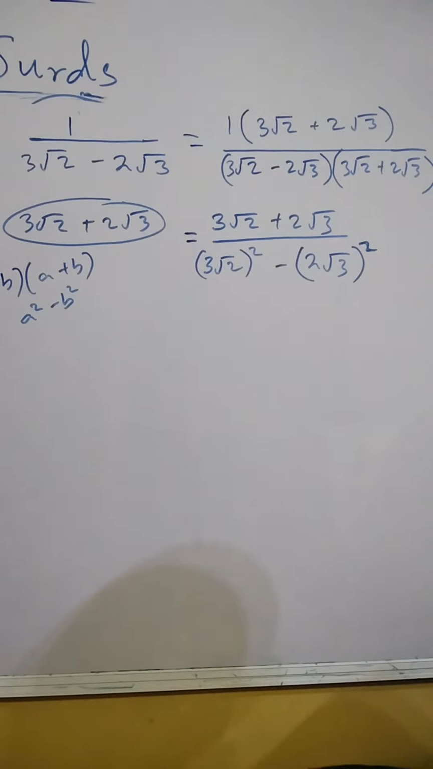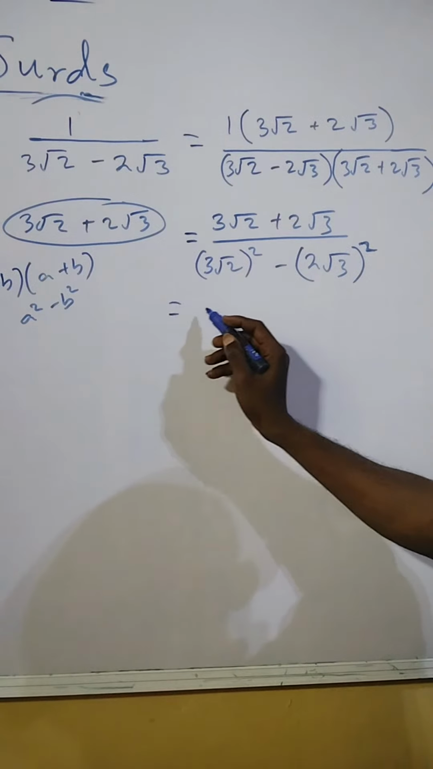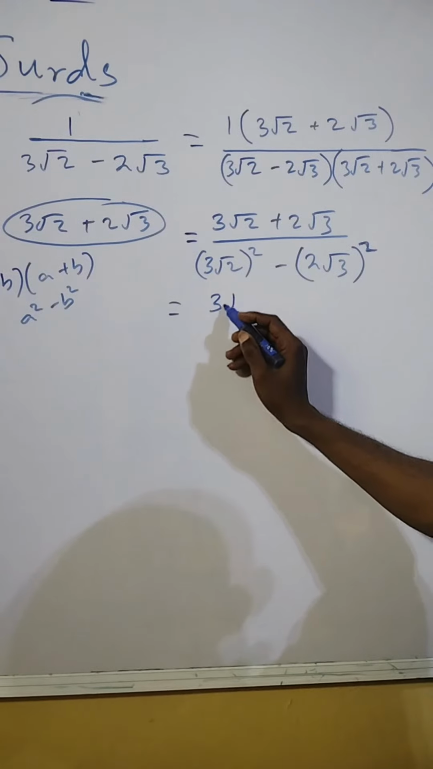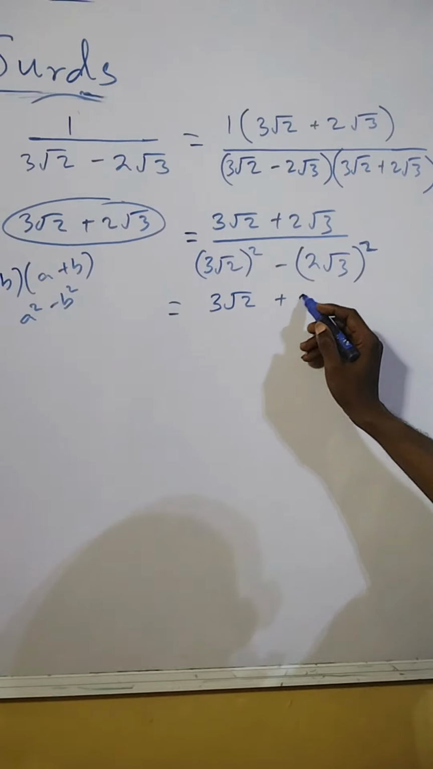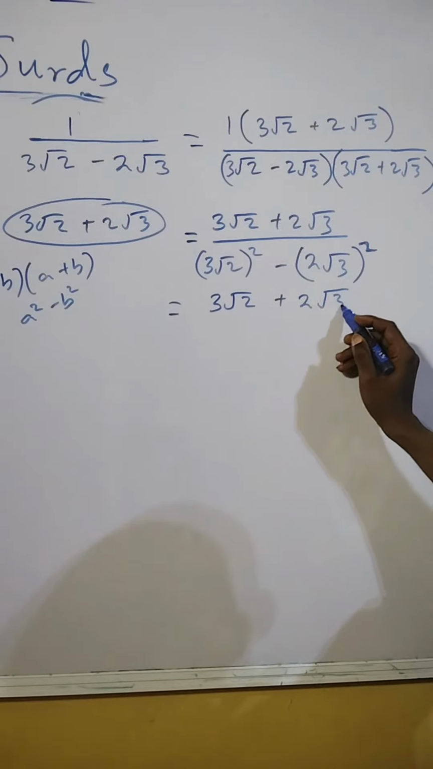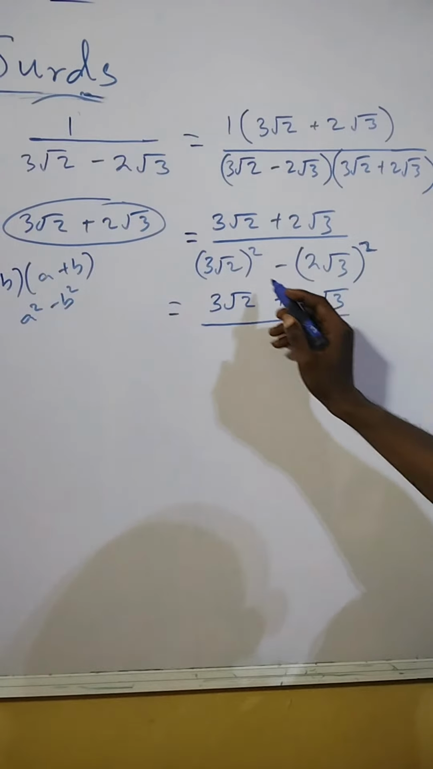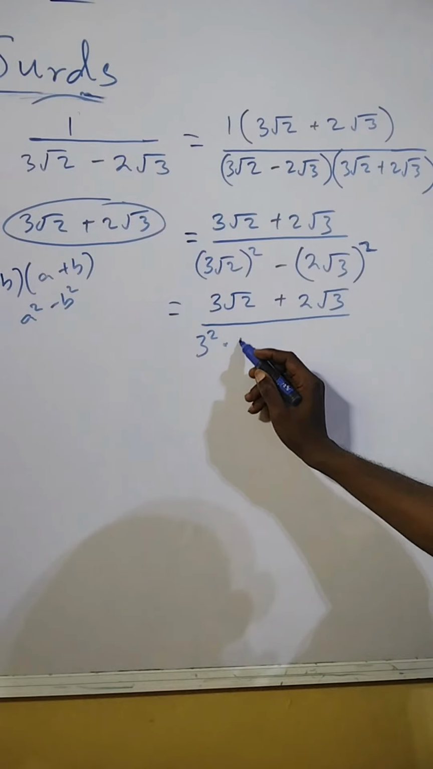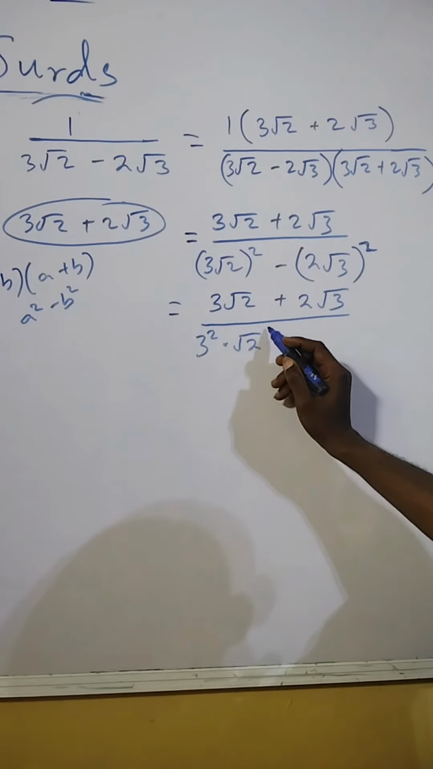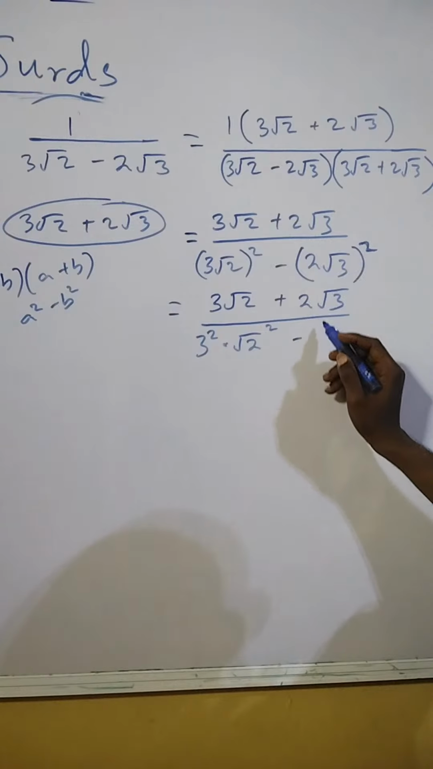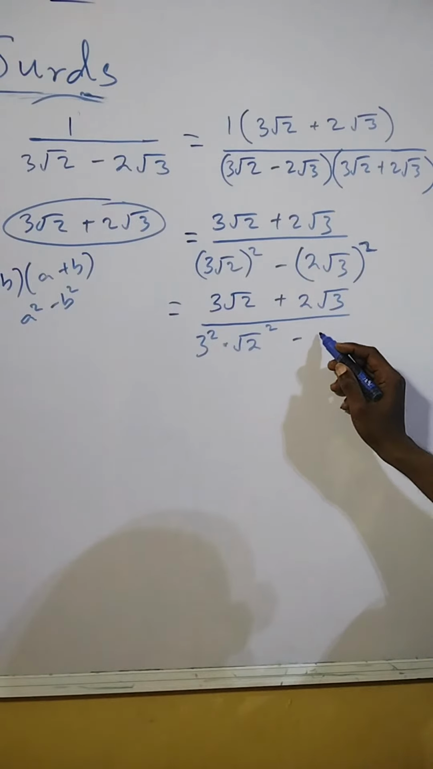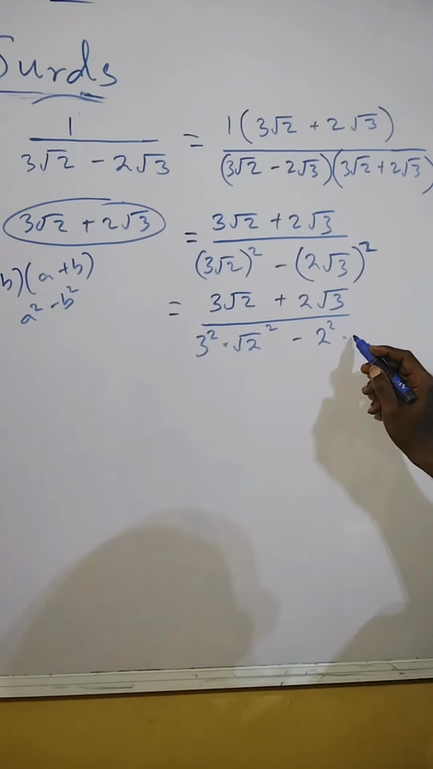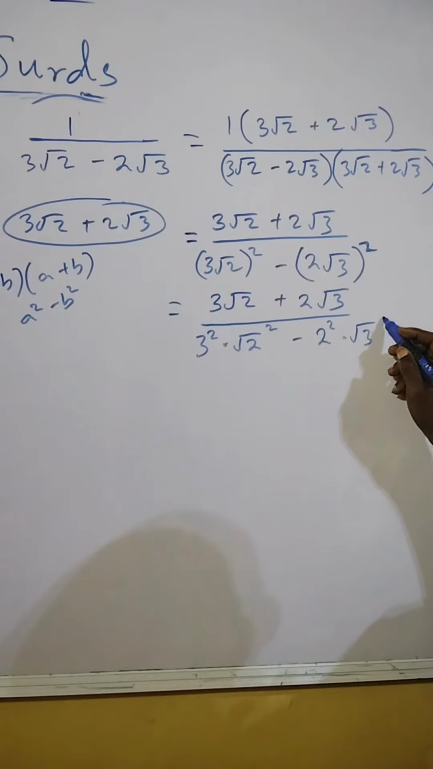Okay, that is simplifying further here. We still have 3 root 2 plus 2 root 3 divided by, this square will affect 3. So we can say this is 3 square, then times also affect root 2, that's root 2 square, minus. Also here we have 2 square times root 3 square.